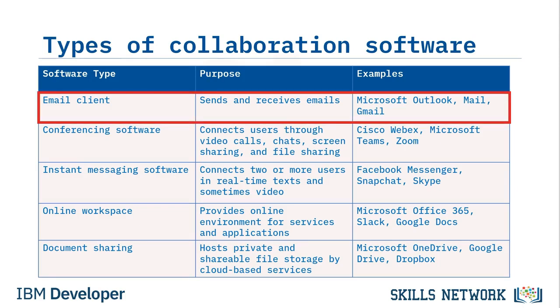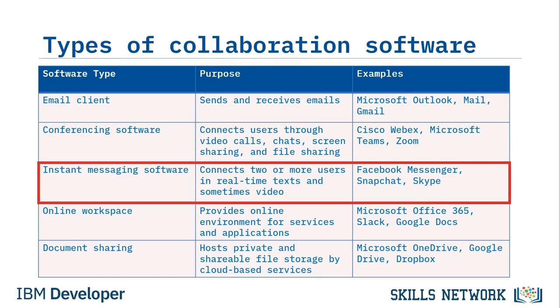Email clients are used to send and receive emails. Common examples are Microsoft Outlook, Mail for Apple devices, and Gmail. Conferencing software connects users through video call, chats, screen sharing, and file sharing. Cisco WebEx is a popular example, but recently Microsoft Teams and Zoom have become a lot more common. Instant messaging software connects 2 or more users in real-time texts and sometimes video. Examples are Facebook Messenger, Snapchat, and Skype.